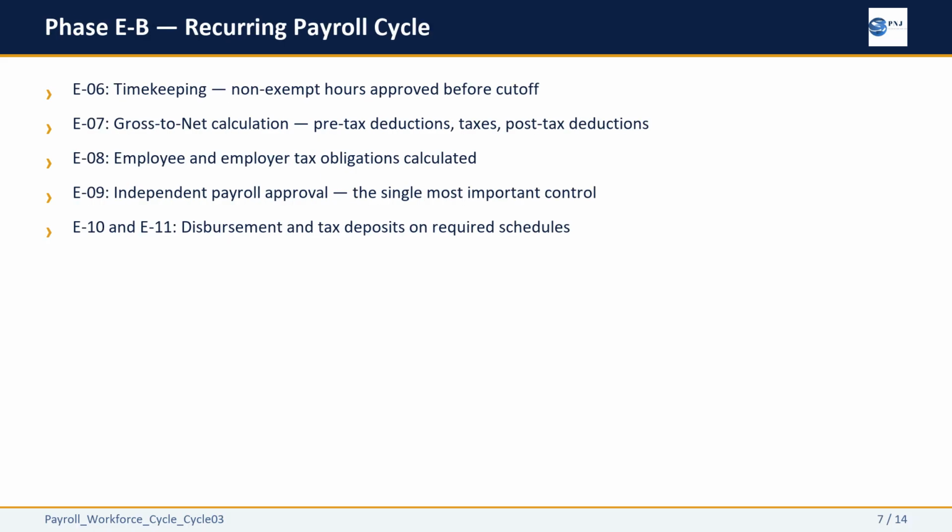Phase EB is the engine of the payroll cycle. Every pay period you collect approved timesheets, calculate gross pay, subtract pre-tax deductions and taxes, subtract post-tax deductions, and arrive at net pay. But the calculation alone is not enough. An independent second person must review the full payroll register before a single payment goes out. That review is the most important control in the entire cycle. Once approved, disbursement goes out and tax deposits follow on their legally required schedule.